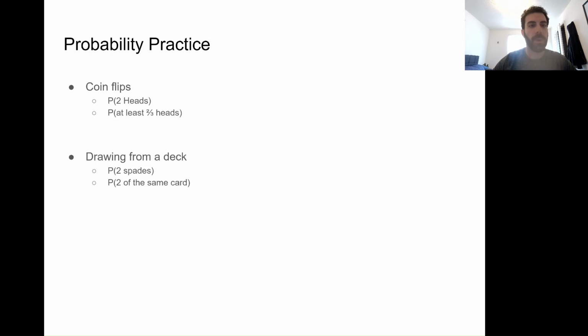So let's start with some probability questions. We talked a lot about two examples last class, mainly flipping a coin and drawing from a deck. Let's start with flipping a coin. What is the probability that you get at least two heads when you flip a coin? What is the probability you get two heads in a row when you flip a coin twice?